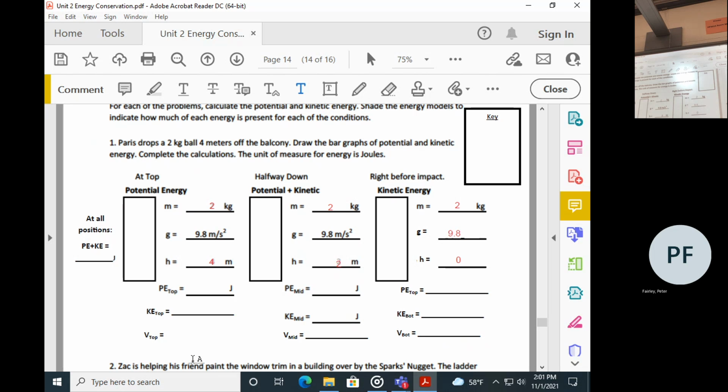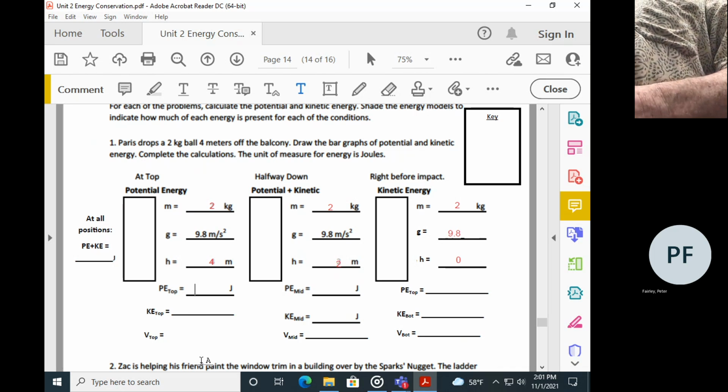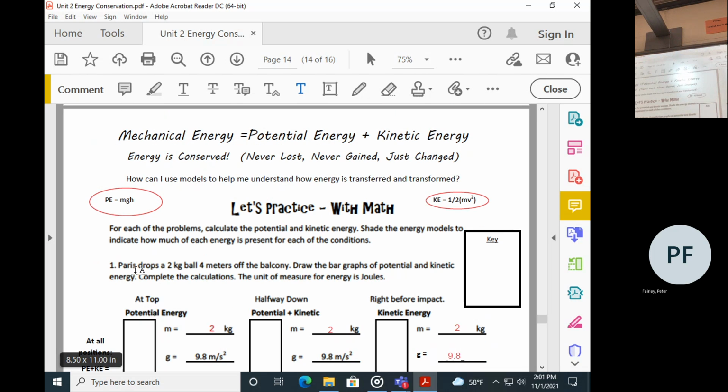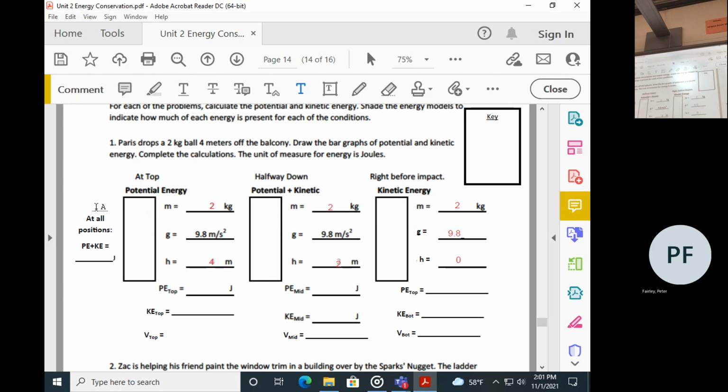Now, we have to do some math. You'll need a calculator to find the potential energy at the top. Which equation are we going to use for potential energy? You don't have to memorize it. You just have to pick the right one. I believe it's the one that says potential energy, huh? Okay. M, what's M? What's G? What's H? Height. 2 times 9.8 times 4. What do you get?